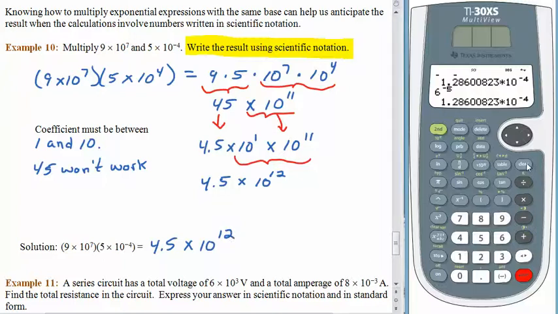And of course we can check this, and we may as well. Let's see, 9 times 10 to the 7th power. Use that right arrow key to come out of the exponent, and then we'll multiply by 5 times 10, oops, not 11, 10 to the 4th power.